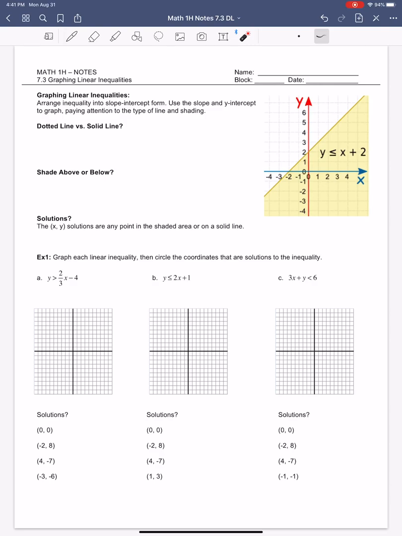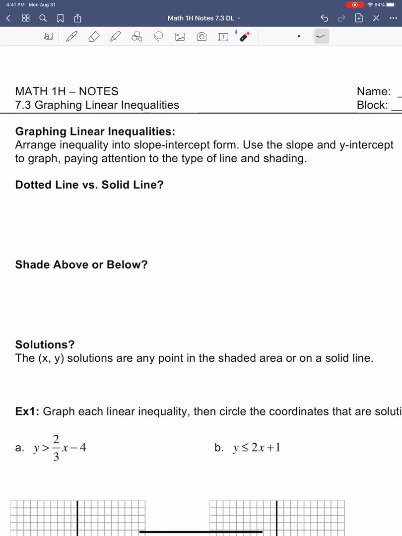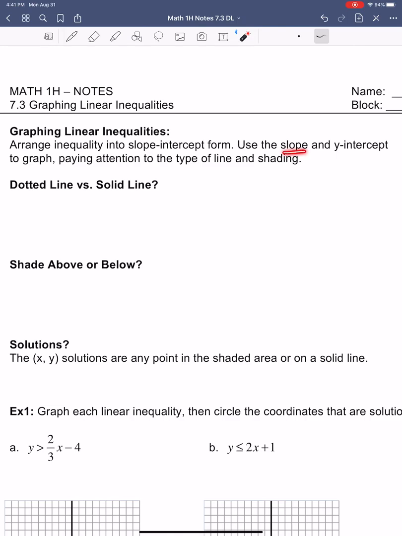You're going to use the slope and the y-intercept to graph these, but then there's just a couple of things that we need to pay attention to, a couple of details that we don't have with our linear equations that we will have with the linear inequalities. And so it says that right here, it says arrange the inequality into slope-intercept form, right? So we're going to try to get these into slope-intercept form and then use the slope and the y-intercept to graph. Pay attention to the type of line and the shading. So those are the two things we're going to talk about right now.